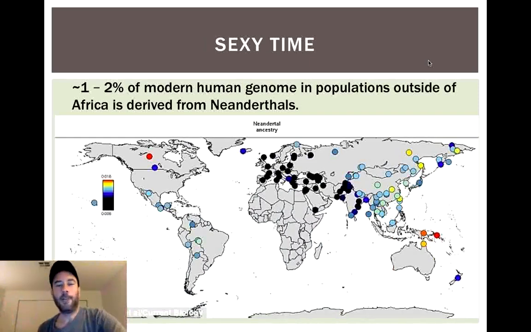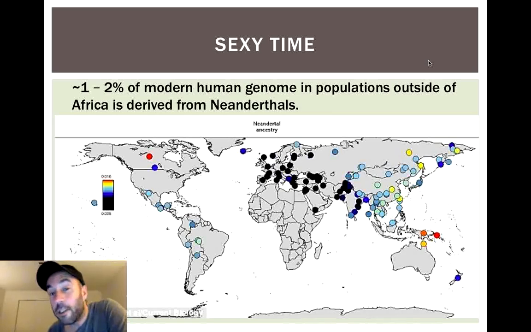Sexy time. I put that on there because we now have evidence within the last 5 to 10 years that modern humans, and by which I don't mean contemporary today humans, but anatomically modern humans and Neanderthals did interbreed. Because after we sequenced the Neanderthal genome, we compared it to modern human genomes and we found that, whoa, there are little sections in modern human genomes that seem to have come from Neanderthals. And they're at varying frequencies around the globe.